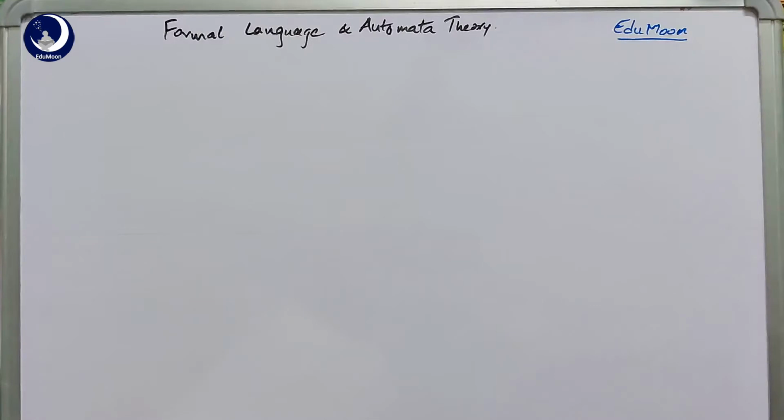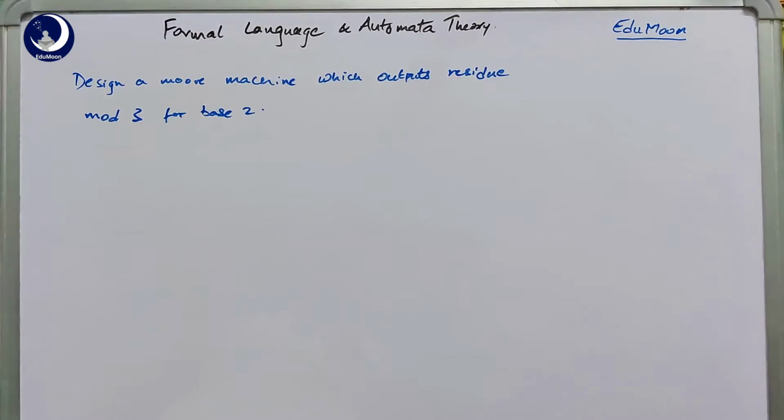In this video we shall continue our discussion about construction of Moore machine and Mealy machine, and also the conversion of Mealy machine to Moore machine and vice versa. So we shall take an example of designing a Moore machine which gives the output of residue mod 3 for base 2. So the question will be given simply like this one. Designing a Moore machine which will give the output of residue mod 3 for base 2.